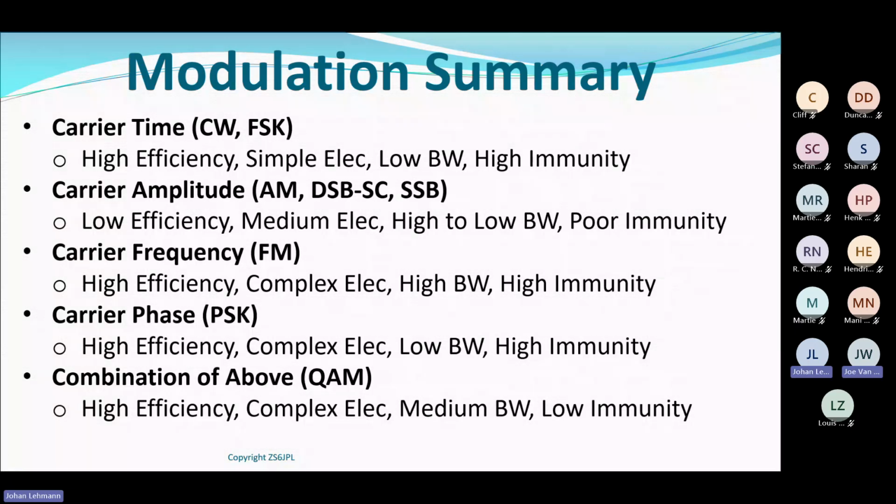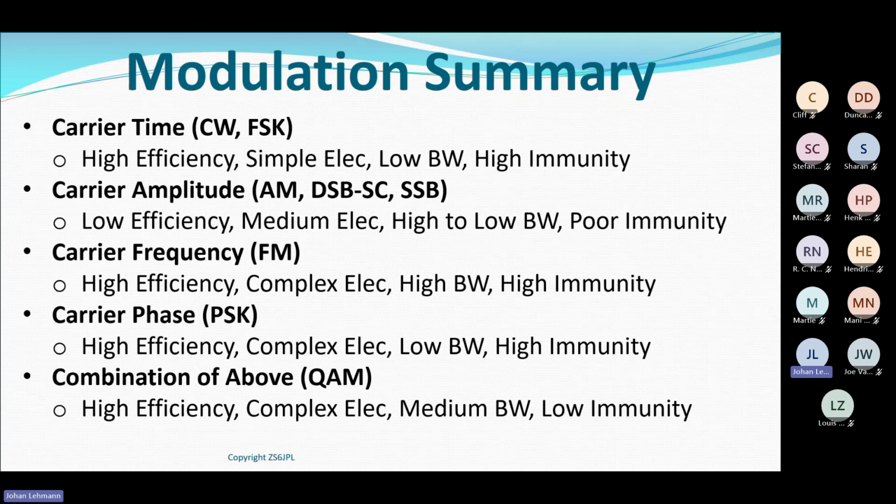If we look at amplitude modulations, either AM, double sideband, or single sideband, it's got a low efficiency, medium electronics, high to low bandwidth. Okay, what does high to low mean? So AM is high and single sideband is low, but it's got a poor immunity to noise. Okay, remember that, poor immunity to noise. Carrier frequency change, FM, it's highly efficient. It's got some complex electronics. It uses a high bandwidth, but it's got an incredibly high immunity to noise or interference.